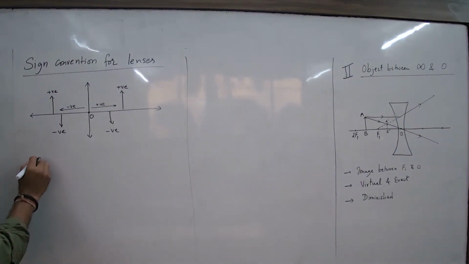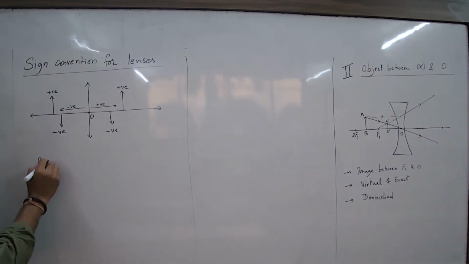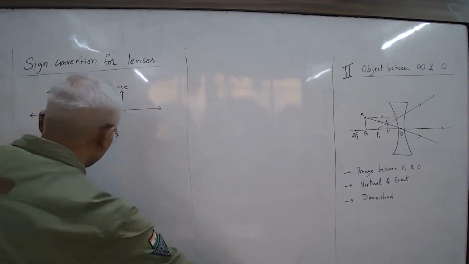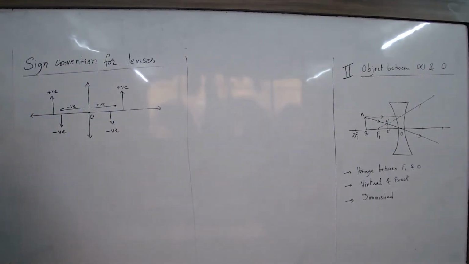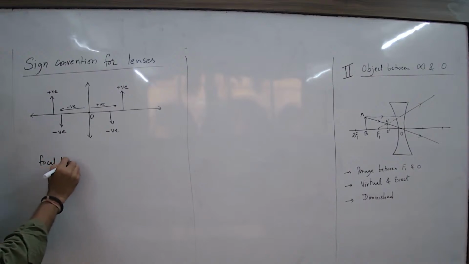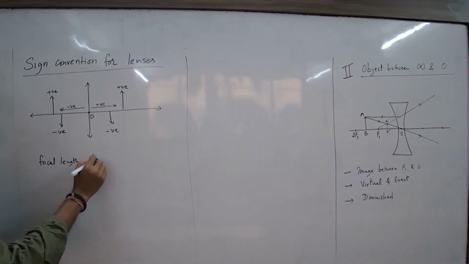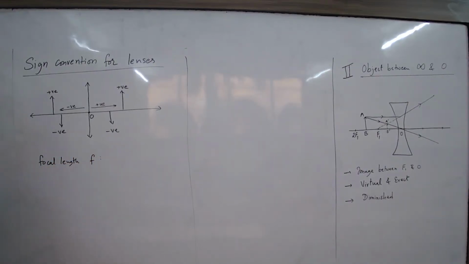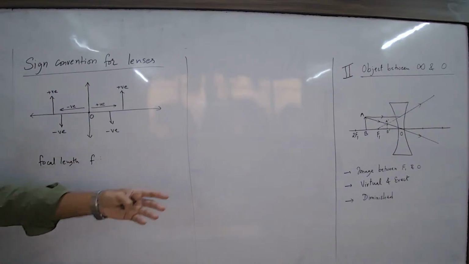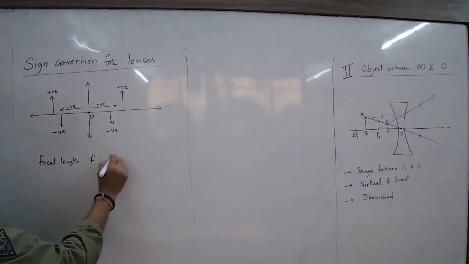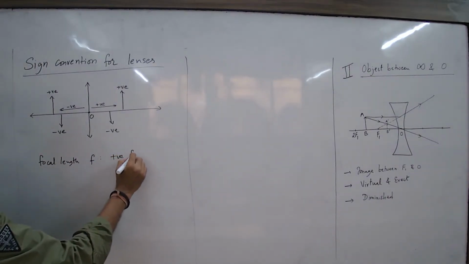So what about F? Focal length. What is the sign of focal length? Focal length is where the parallel rays converge. So for a convex lens, it is on the right side. So the right side will be positive for a convex lens.